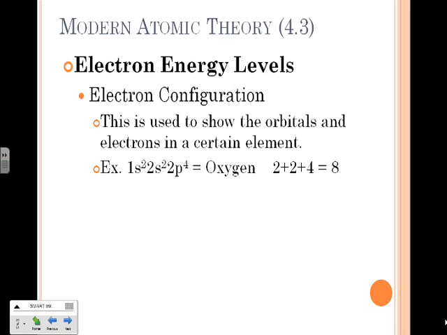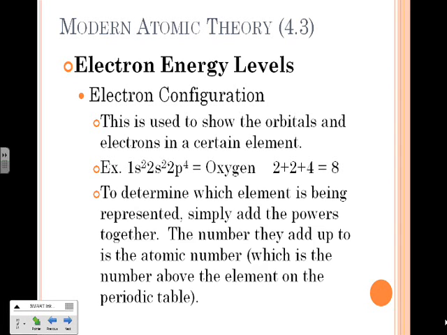So that tells you, when you add those exponents together, which element it is on the periodic table. And I've written the instructions right here just to determine which element is being represented. You add the powers together. The number they add up to is the atomic number, which is the number above the element on the periodic table. So that's how you match them up.